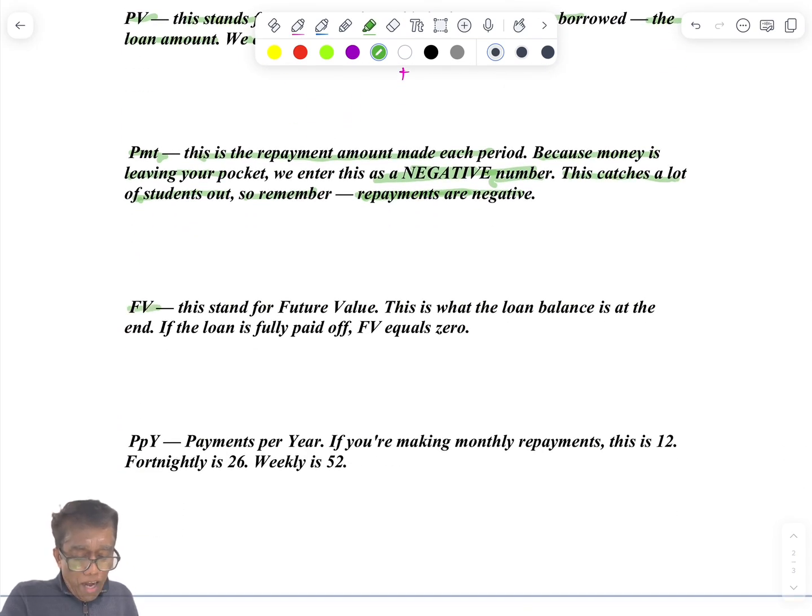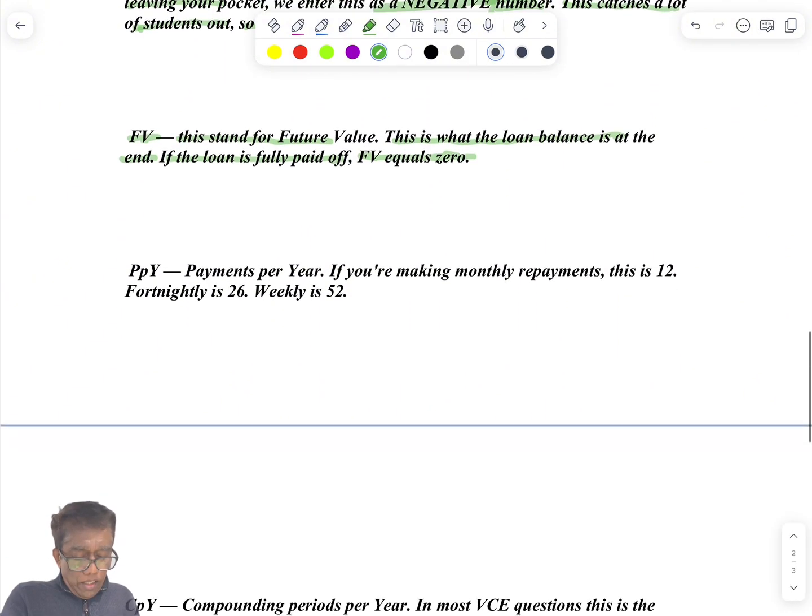Then the PPY. Payments per year. If you are making monthly repayments, this is 12. Fortnightly it is 26. Weekly it is 52. CPY is the compounding periods per year. In most VCE questions, this is the same as PPY, so you have to match them.